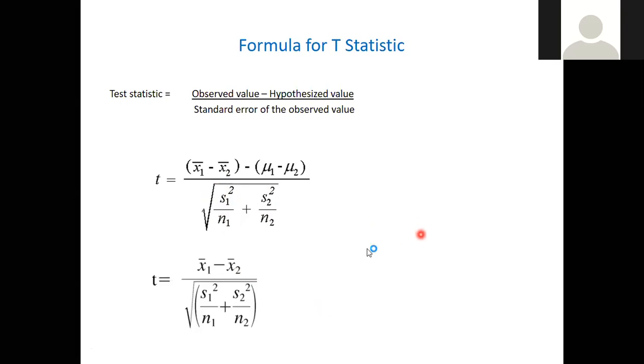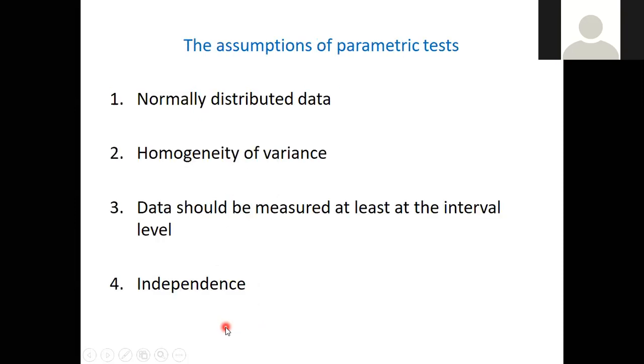Now, what I just want you to observe here is that we have already said that if the null hypothesis is true, mu1 and mu2 should be the same, so the difference between them will be 0. That's why it's out of the equation here. So it is just x1 bar minus x2 bar over this standard error. That is the formula for t. So just leave that one.